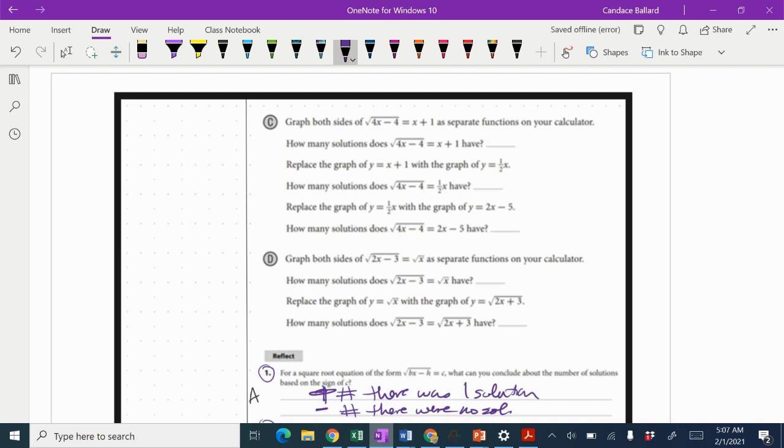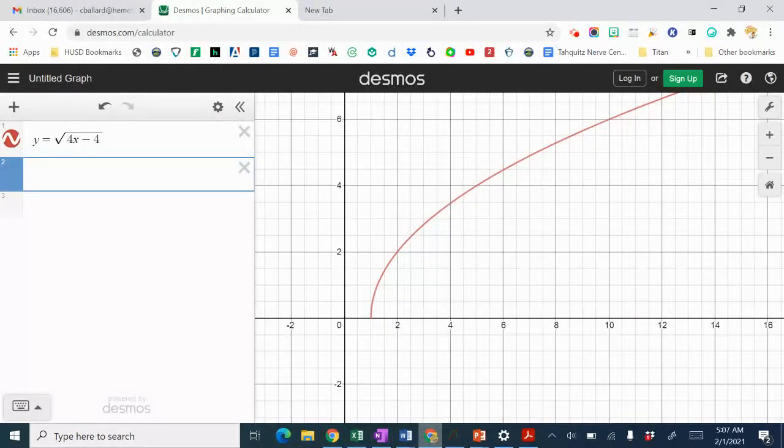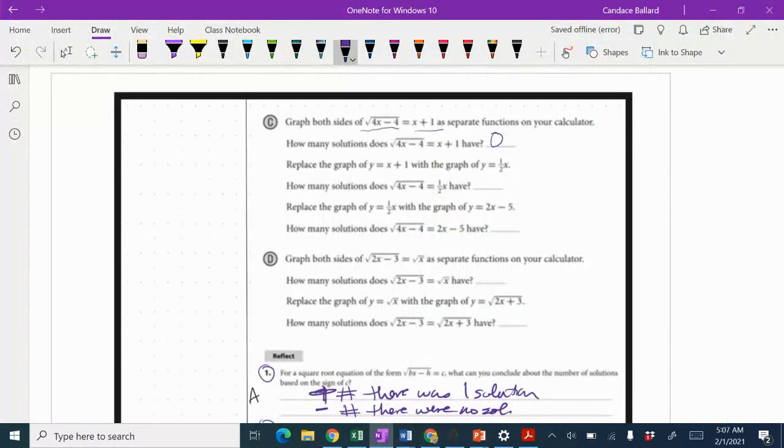So in this video, we're going to continue topic 7.7, which is solving radical equations. And we're going to look at C, the Explore. We're going to graph both sides of the square root of x minus 4 and then x plus 1. So I've already got the square root of x minus 4 in there. I'm going to do y equals x plus 1. And you'll notice that they have no solution, so 0.